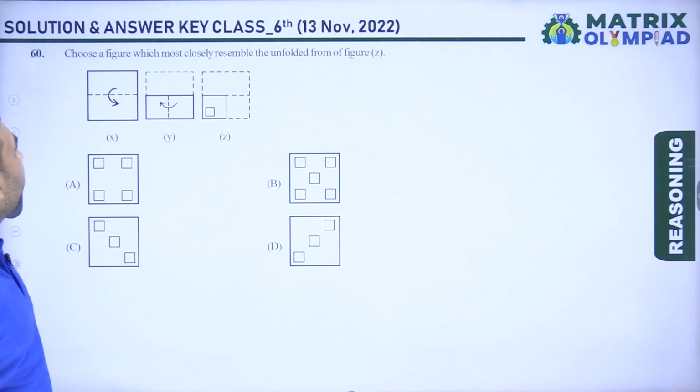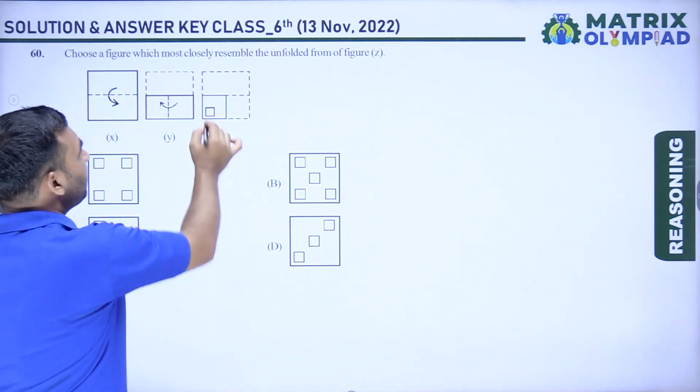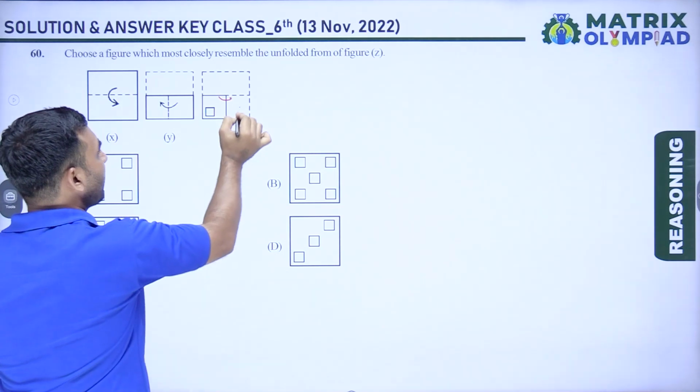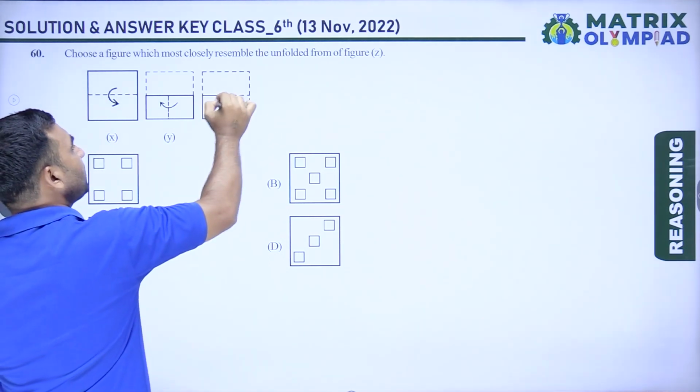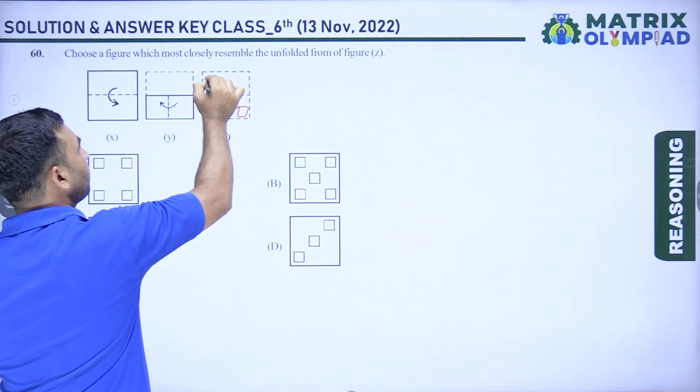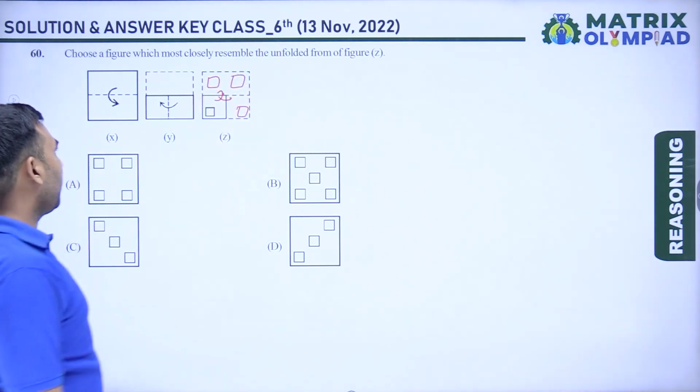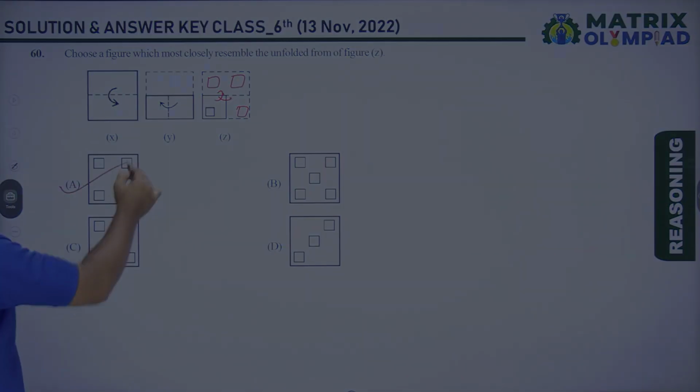Next question is, choose the figure which most closely resembles the unfolded form of the figure. If this figure is folded this time, the circle shows here. If this is the upper side, our 4 squares are shown. Option A is the correct answer.